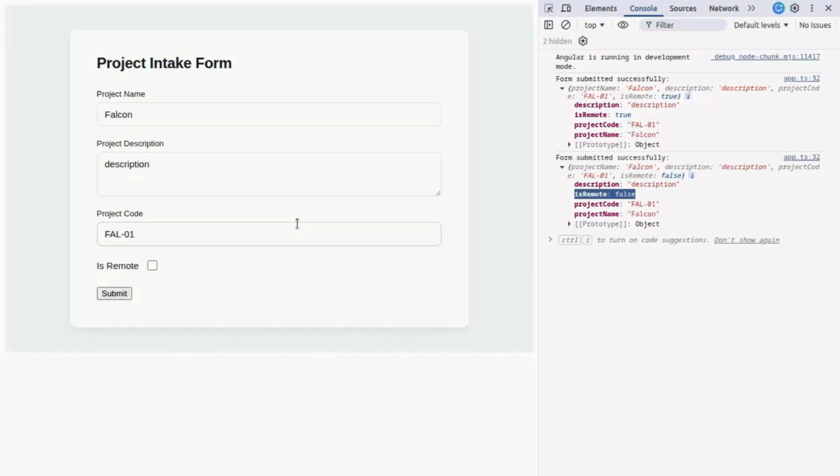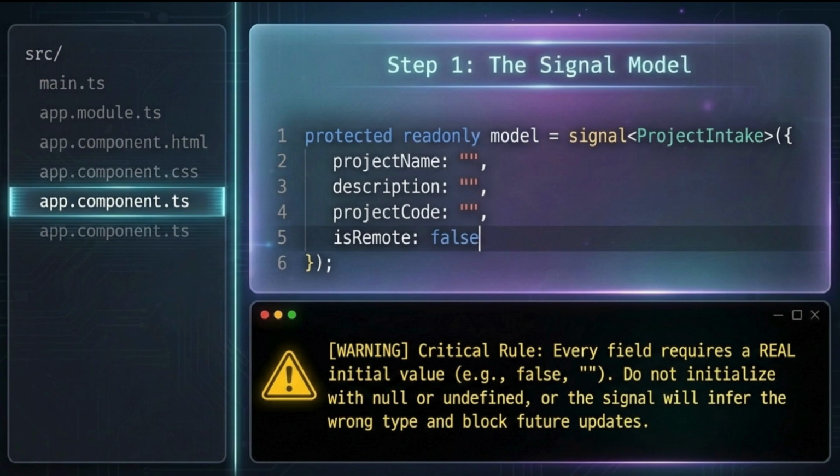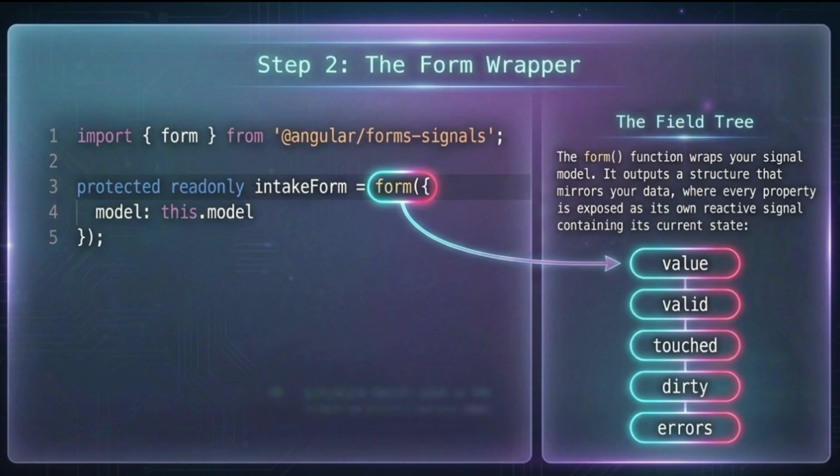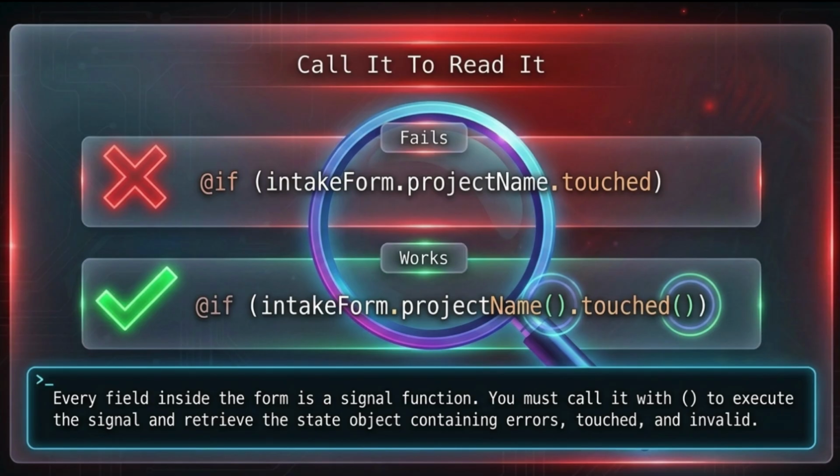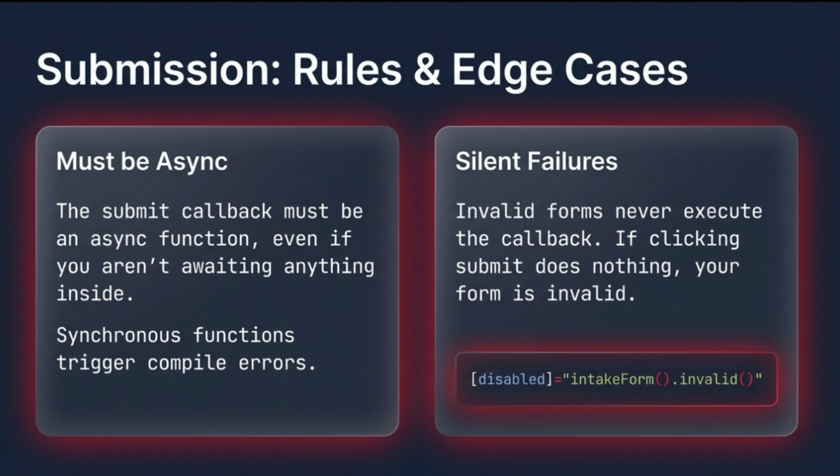So that is the full foundation: a signal as your model, the form wrapping it with the validators attached to the schema paths, form field for binding, the call-it-to-read-it pattern for every field and the root, and the submit handling, the touch and validations, and async action inside your submit function call.